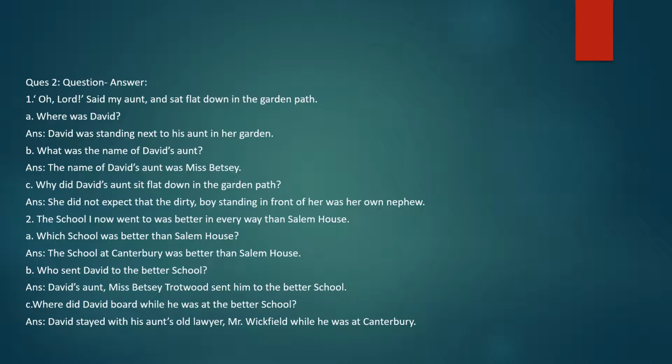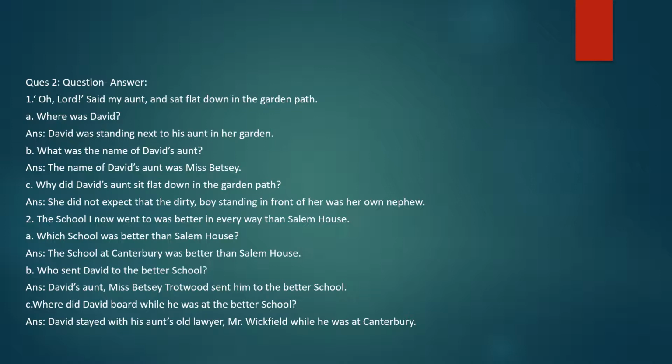Now a C question. Where did David board while he was at the better school? David stayed with his aunt's old lawyer. You know who was the old lawyer? Yes, Mr. Wickfield, while he was in Canterbury. So our answer is, David stayed with his aunt's old lawyer, Mr. Wickfield, while he was in Canterbury.